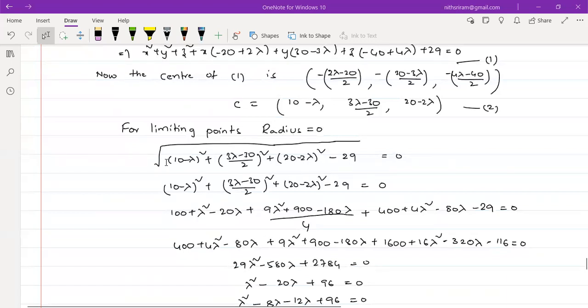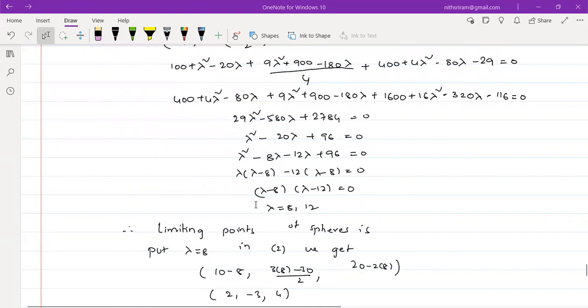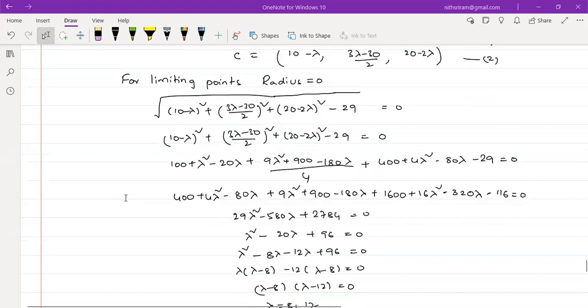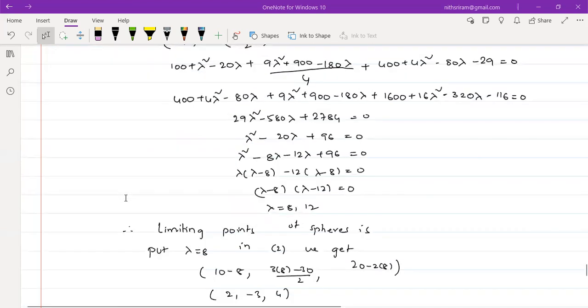We have the formula for the radius: u square plus v square plus w square minus c is equal to 0. Squaring on both sides, we get (10 − lambda) whole square plus (3 lambda − 30)/2 whole square plus (20 − 2 lambda) whole square minus 29 is equal to 0. On simplification, we get a quadratic equation, and on solving it we get two values for lambda. If we substitute those two values in the center, that is in equation 2, we get two centers. Whenever we have two values for lambda, we get two points, and we call those two points the limiting points of the coaxial system of spheres.